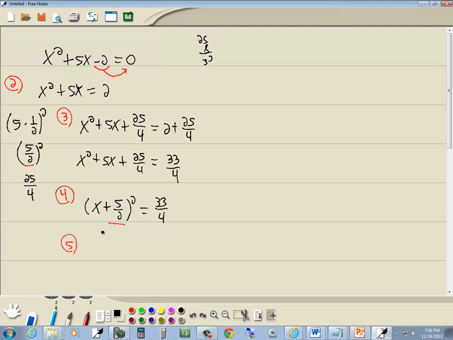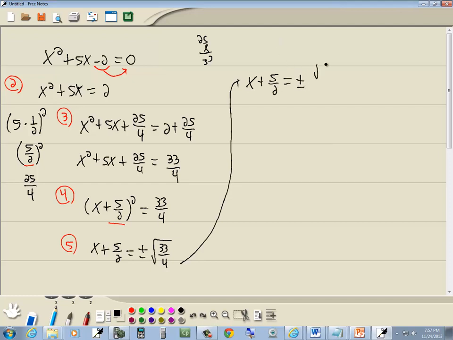Step 5, use the square root property to solve for x. So we'll drop our squared and put plus or minus square root around the other side. Now we can't have a fraction inside a radical, so we'll split it up. We'll put a square root around the top and square root around the bottom, which works out nice. 33 doesn't break down, it's 3 times 11, but square root 4 is 2.